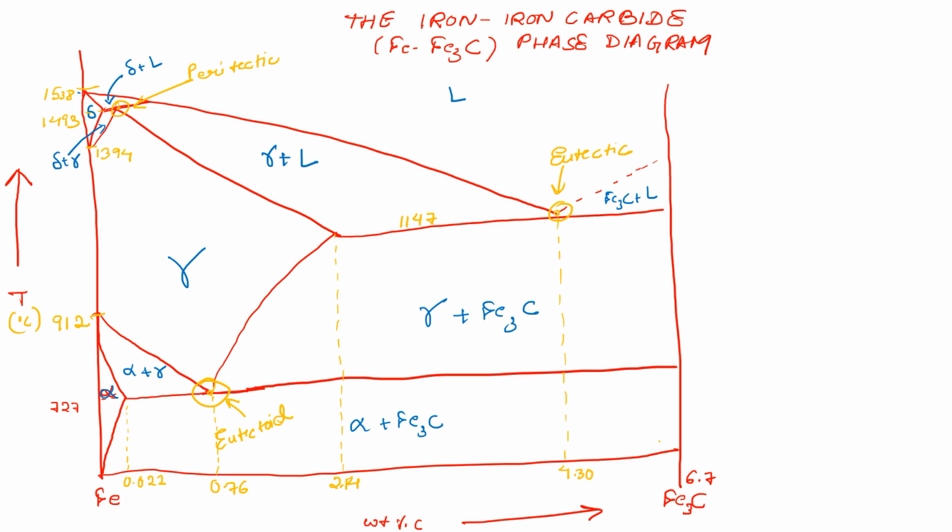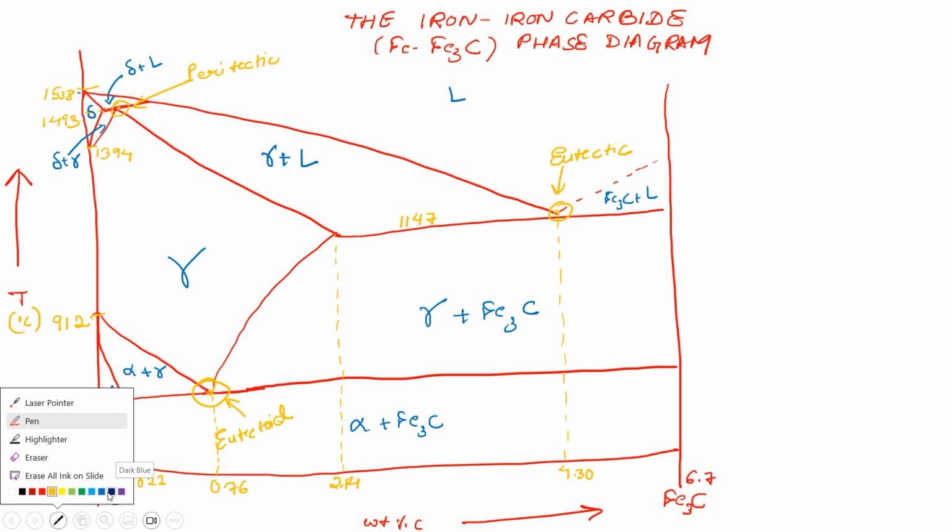I think that's all the important compositions that we need to keep in mind while we are solving problems pertaining to the iron carbide phase diagram. As I said, for steels we are only concerned with compositions which are less than 2.14. So I'll mark it here, green.